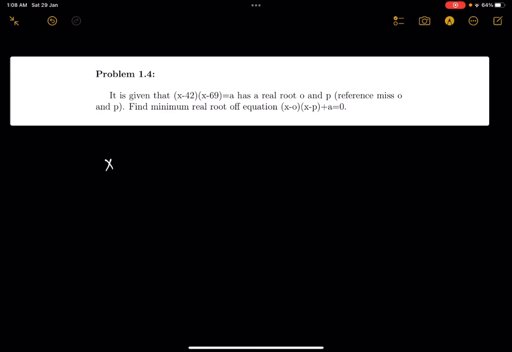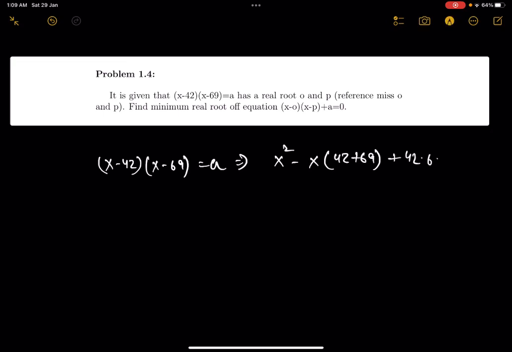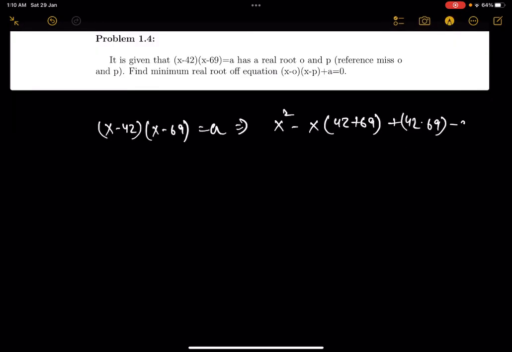So here we have x minus 42 times x minus 69 equal to a. We can write it down as x square minus x times 42 plus 69. We don't really need to do the heavy calculation because we can do that later. At first we should do some algebraic part of it. So here then it will have plus 42 times 69 minus a, that is equal to 0. So here we have roots o and p.